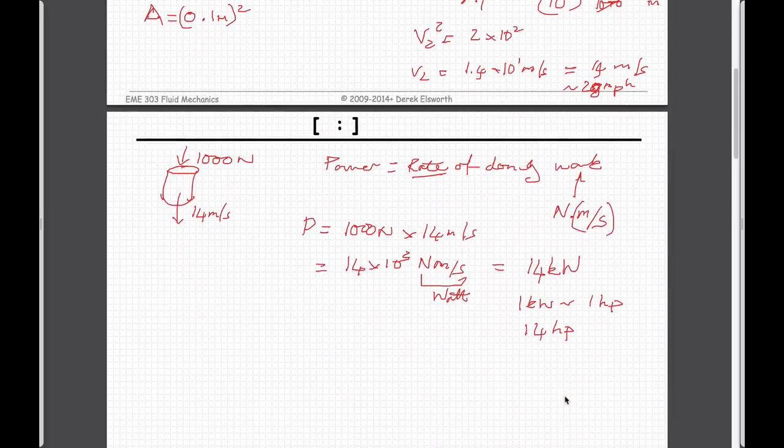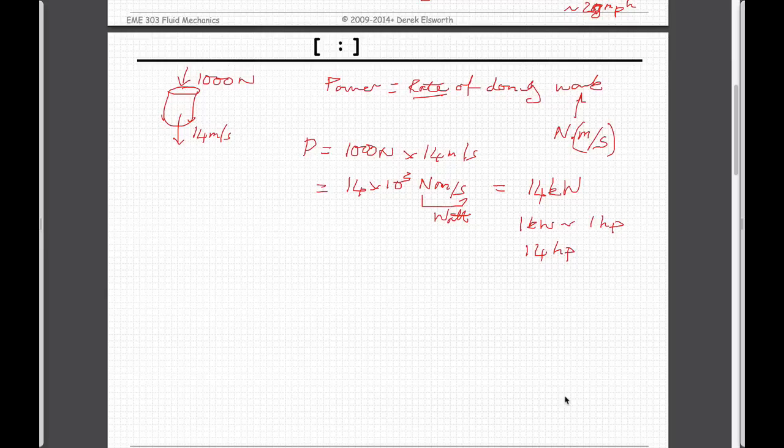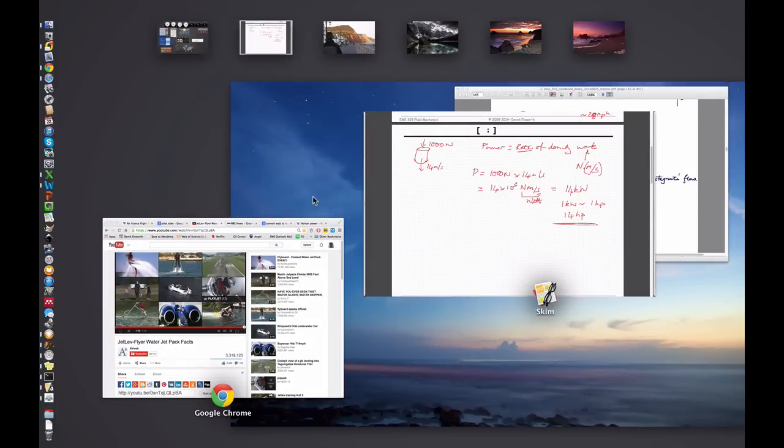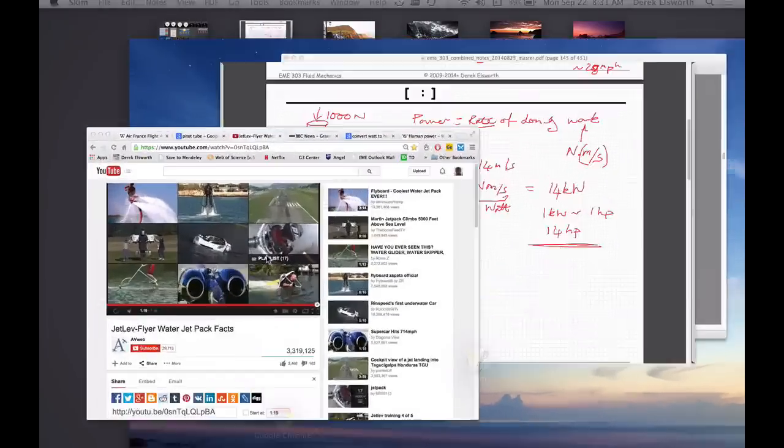All right, so that's the basic calculation. Get used to being able to see what you don't know and be able to solve for that. I don't know if 14 horsepower is the right number. You could check online to see what they're rated at, but it sounds like a reasonable number.